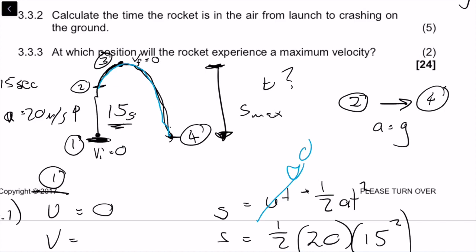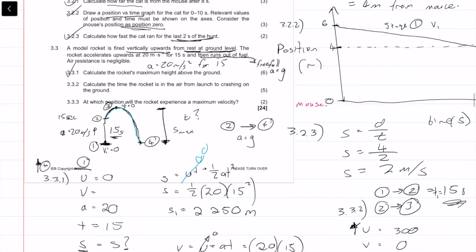We can do some calculations, but it actually turns out that the maximum velocity would be as it's hitting the ground, because it's accelerated all the way from the top to the bottom. So at position 4, for question 3.3.3, the maximum velocity is as it hits the ground. And what we get is 2 marks there. We got 5 marks for the previous question, and we end up with 24 marks.